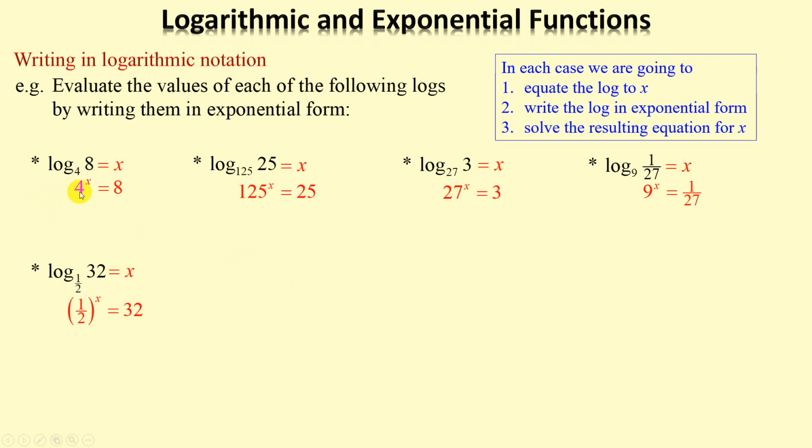So I'm going to reduce this to base 2, so we'll have 2 to the 2x equals 2 to the 3. So equating the exponents, 2x equals 3, or x is 3 over 2. And x was log of 8 to base 4, therefore log of 8 to base 4 is 3 over 2. 5 to the 3x, 5 cubed, 5 squared. That means x is 2/3. And that's equal to log of 25 to base 125.